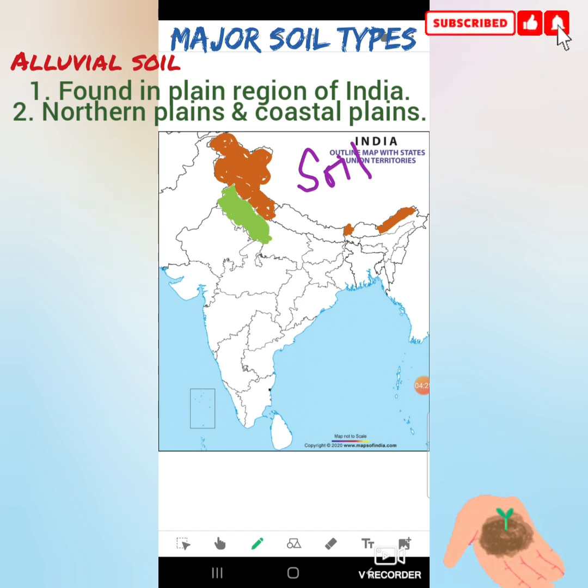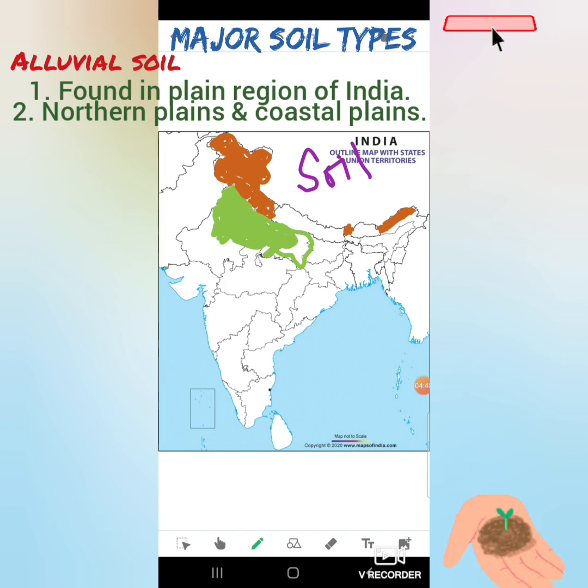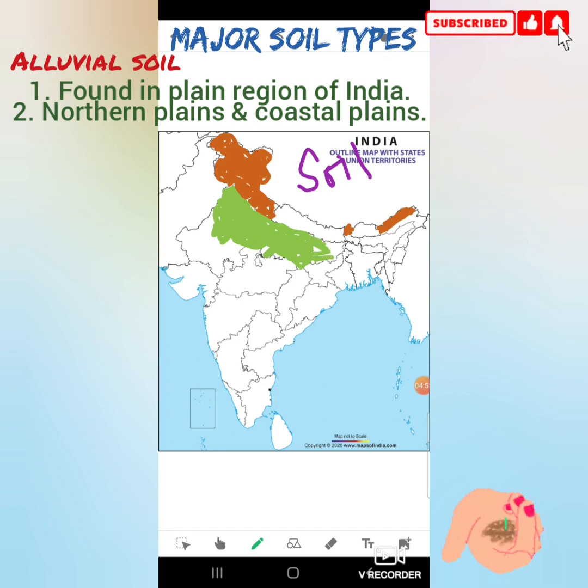So, you can see I have shaded Punjab, Haryana, even Rajasthan. Parts of Rajasthan will also be shaded. You will wonder why. Yes, Rajasthan is not completely a desert. Parts of Rajasthan are also having plain. If you remember the northern plain region, then you will find we have the Rajasthan plain, then we have the UP plain, then we have the Bihar plain, and then we have the Assam plain.